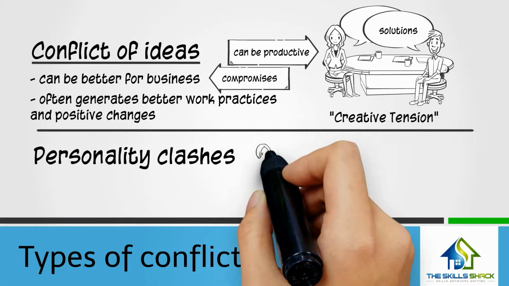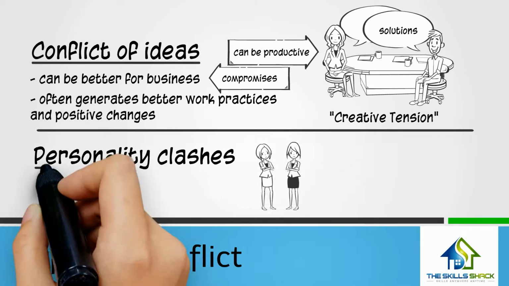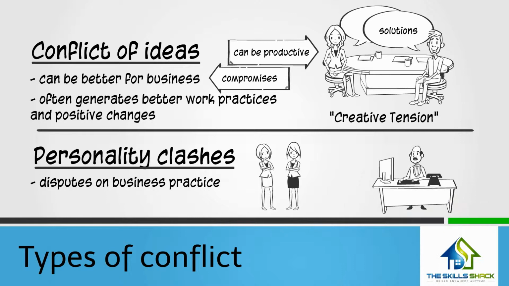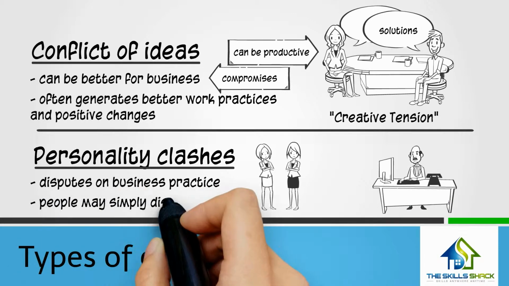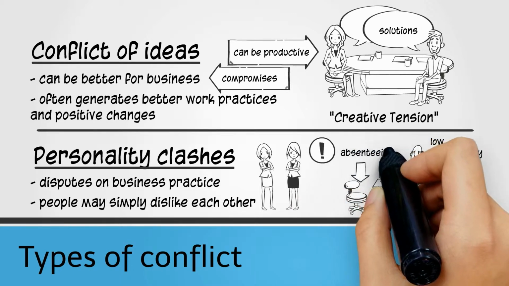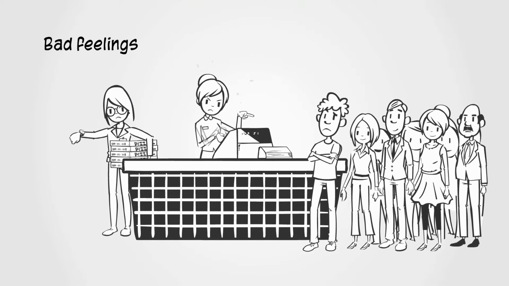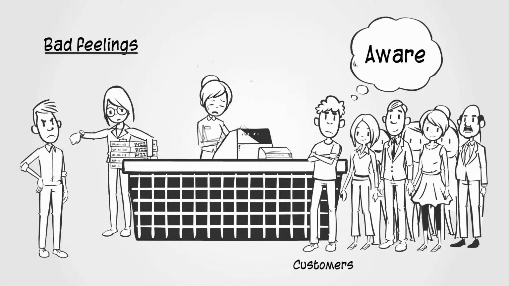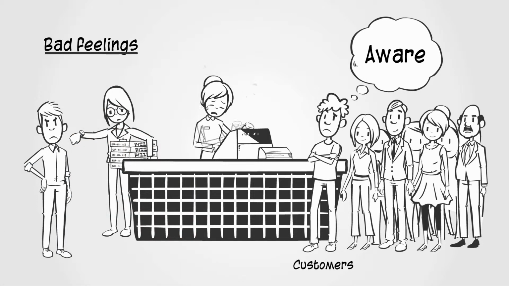Personality clashes, on the other hand, are rarely productive. A clash may start with a dispute on business practice and escalate from there. Or the two people may simply dislike each other. This type of workplace conflict is bad for business because it can lead to downturns in productivity and an increase in absenteeism. This can especially be the case if your customers become aware of bad feelings among your staff or between you and your staff. It is very hard to hide.